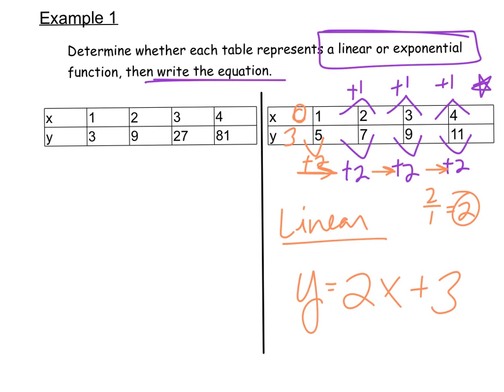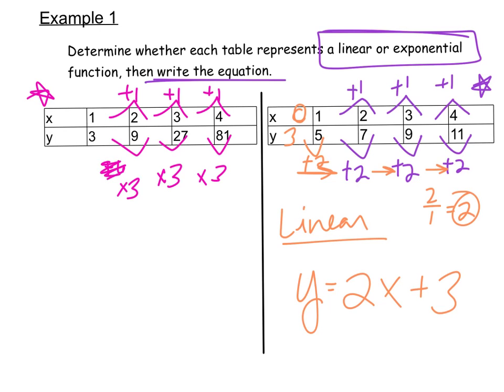We've done that before. Looking over at the left, though, our change in x's are still just going up by 1, so that hasn't changed at all. But looking at our y's, 3 to 9 would be plus 6, but 9 to 27 is definitely not plus 6. So we have to think about multiplication. 3 to 9 is times 3. 9 to 27 you would also times by 3, and 27 to 81 we times by 3. When you multiply for your change, then it's going to be exponential.